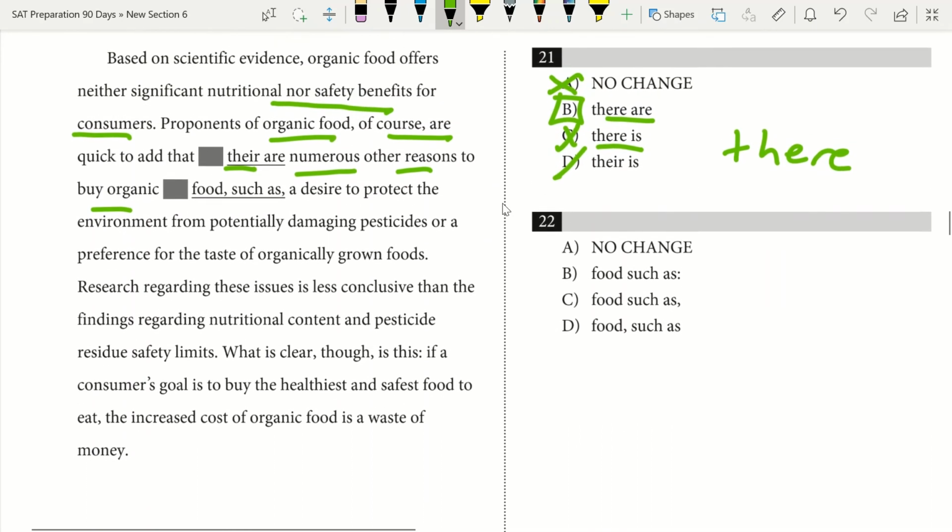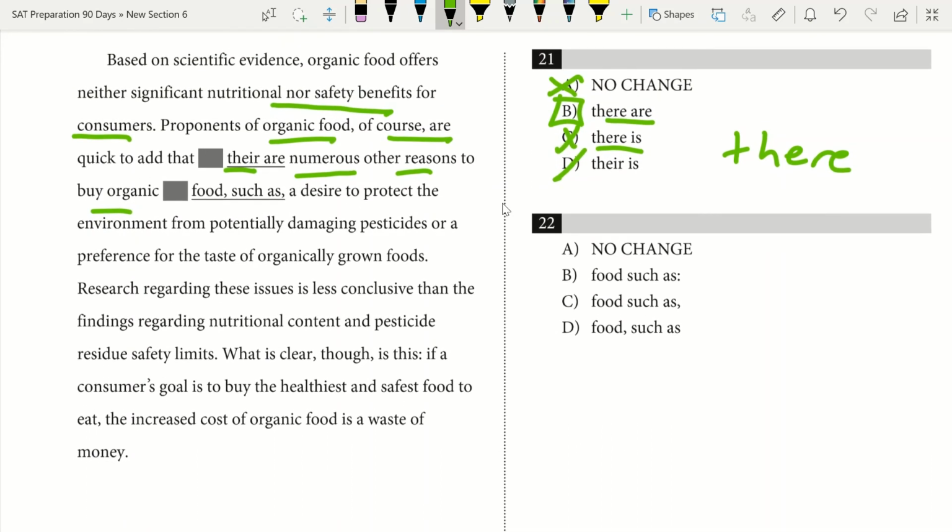Okay, so now we've got question 22. We have other reasons to buy organic food, such as a desire to protect the environment. Okay, so right here, what I'm seeing immediately is this. I see I have an independent clause. I'm going to put my independent clause in blue. Proponents of organic food, of course, are quick to add that there are numerous other reasons to buy organic food. Okay, that's an independent clause. I could end that sentence with a period. Now, in this case, I don't. I want to have a comma after it, because I just used an independent clause.